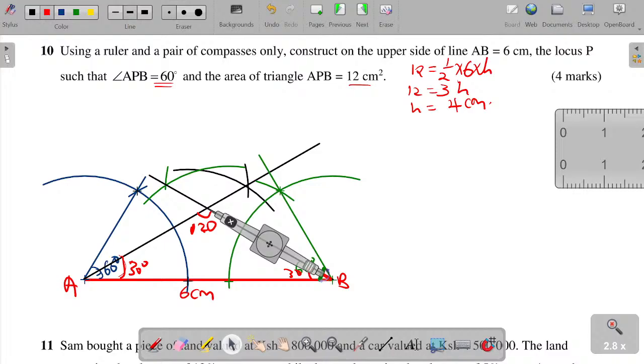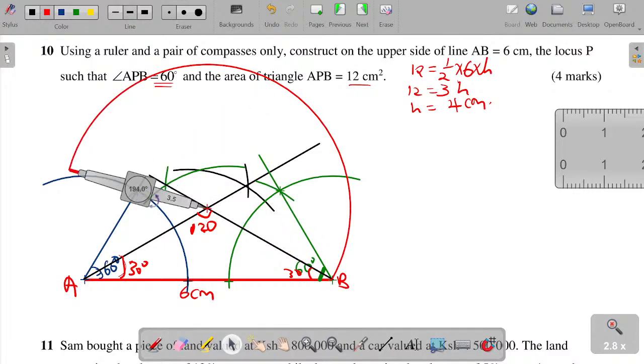Then if that is the case, I'm now going to draw. Now this is the locus. That is that locus. Anywhere from AB to that circle is going now to be 60 degrees. That is the locus.